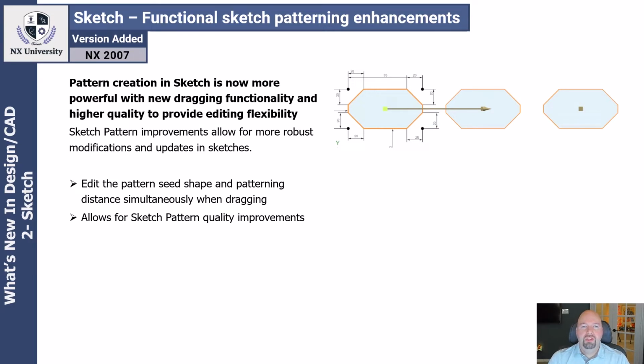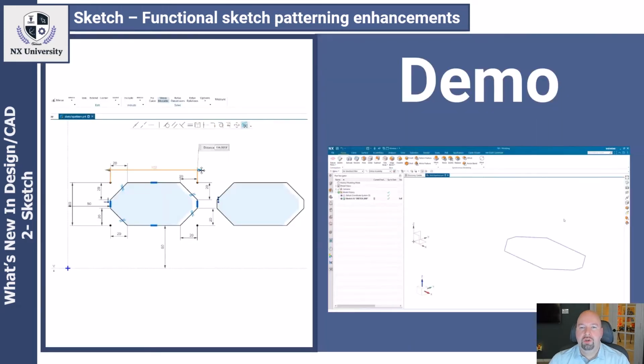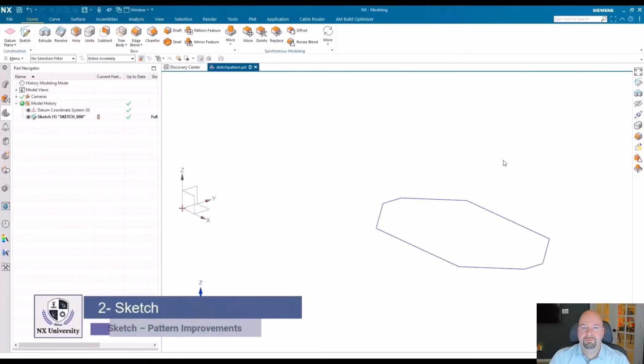All right, jumping into our next topic here, sketch functional sketch patterning enhancements inside the solver, released in NX 2007 here. Our pattern creation inside the sketch is now more powerful with new dragging functionality and a higher quality to provide editing flexibility inside your sketch environment. Our sketch pattern improvements allow for more robust modifications and updates to our sketches. We can edit the pattern seed shape and the patterning distance simultaneously while dragging. This also allows for sketch pattern quality improvements, which is going to make your sketch much more robust.